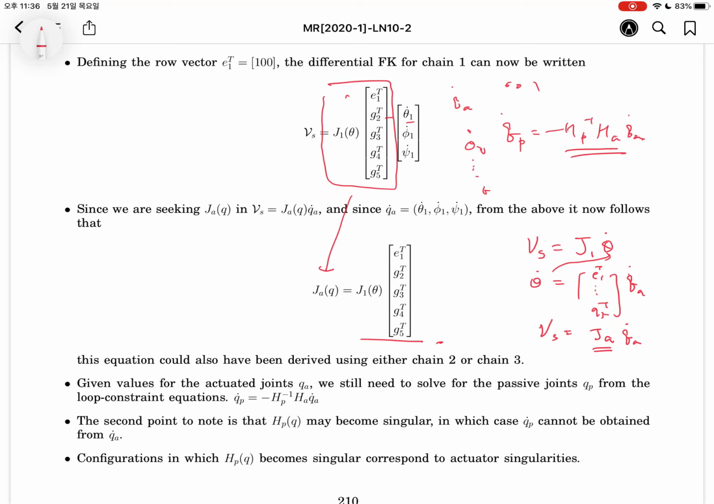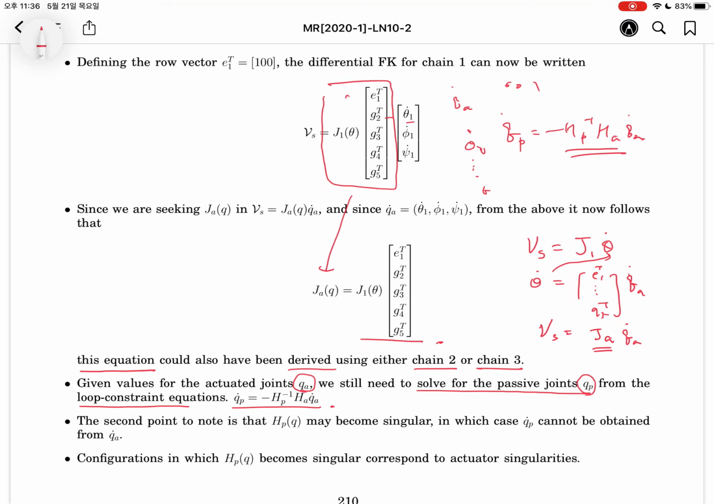This kind of concept can be applied to the second leg and third leg. So we have three equations. So this equation can also be derived using either chain 2 or chain 3, leg 2 and leg 3. Okay, for a given value of the active joint qA, it can be measured using the sensor attached to the actuator. We still need to solve the passive joint. We should solve the passive joint angle or velocity from the loop constraint equation, this equation.